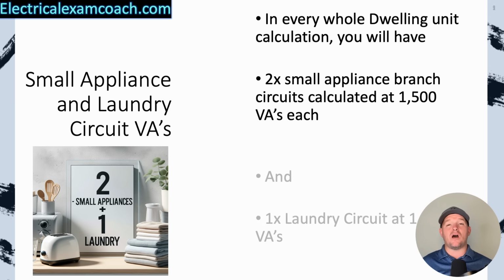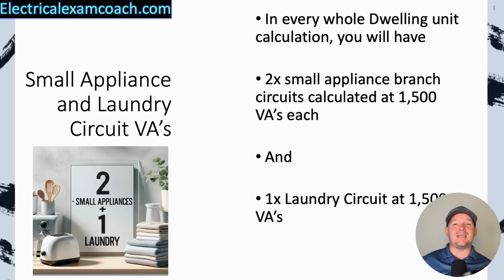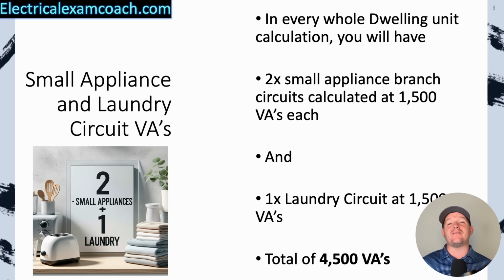And when it comes to the laundry, we're also going to calculate it at 1,500 VAs, which is a total of 4,500 VAs. I want to let you know out in the real world, if you add on more kitchen circuits, each one of them is an additional 1,500 VAs added to your load calculation. But when you're doing exam prep testing, they usually default to the minimum unless your question specifically reads that there's more than 2 kitchen circuits. I just wanted you to know that just in case you run into that.